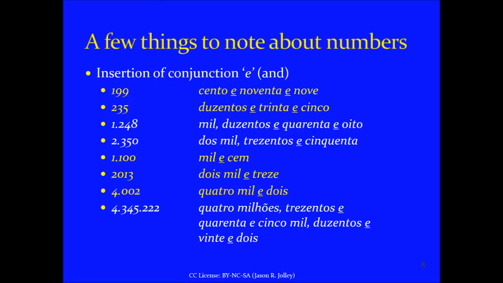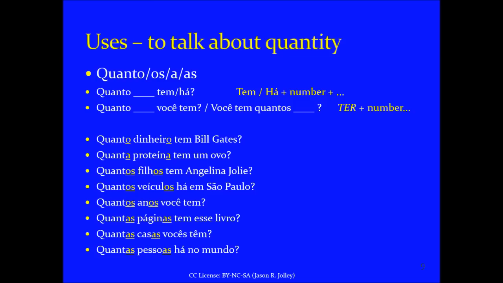Now in longer numbers, the conjunction E is inserted between hundreds, tens, and ones, but is omitted between billions, millions, and thousands. So let's take a look at a longer number: 4,345,222.